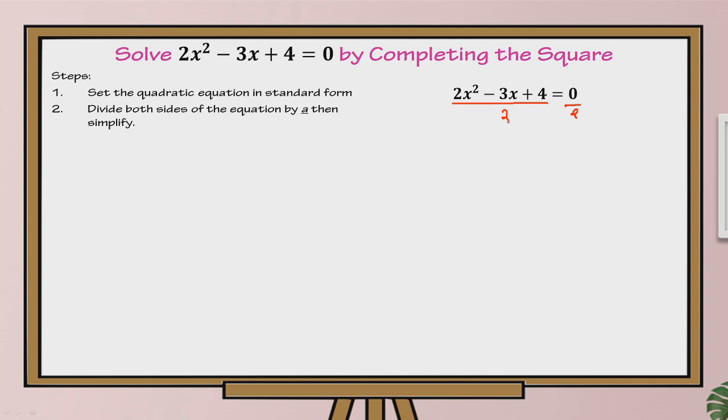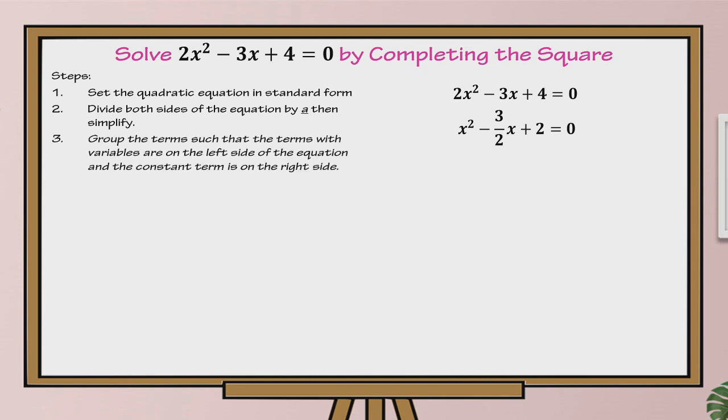So we have 2 divided by 2, negative 3 divided by 2, and positive 4 divided by 2. At saka 0 divided by 2, which is still 0. And so the resulting equation will be x squared minus 3 over 2x plus 2. So ang nangyari sa middle term is since hindi naman divisible ang 3 sa 2, kaya we'll leave it this way, na naka-fraction form. So that is now our resulting equation.